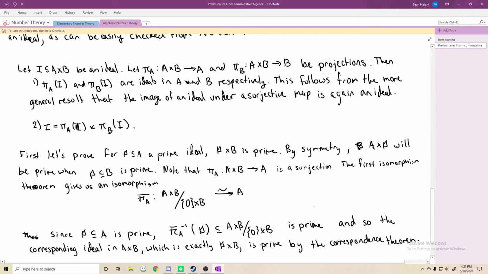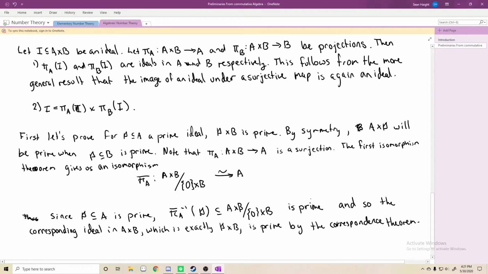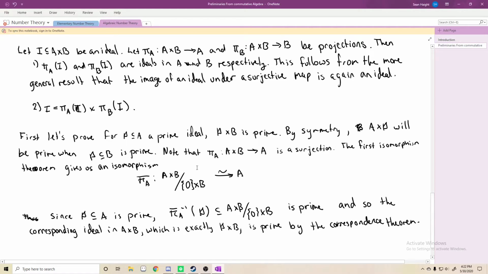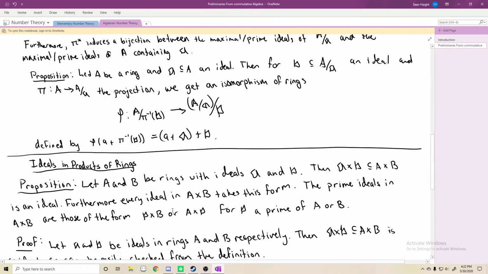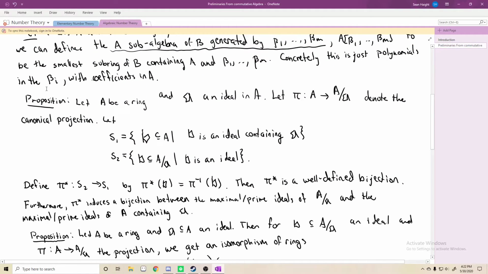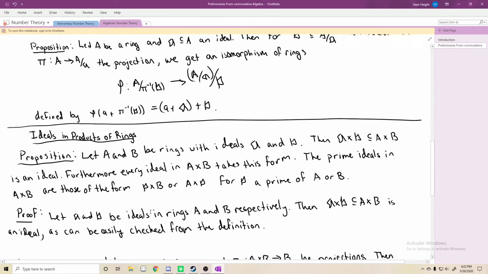Okay, so the idea for the proof of this fact that P cross B is prime is that P corresponds to an ideal in the quotient, and using this proposition here, pi star induces a bijection between the prime ideals in the quotient and the prime ideals of A containing A.